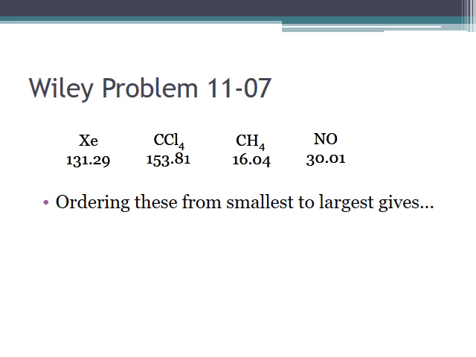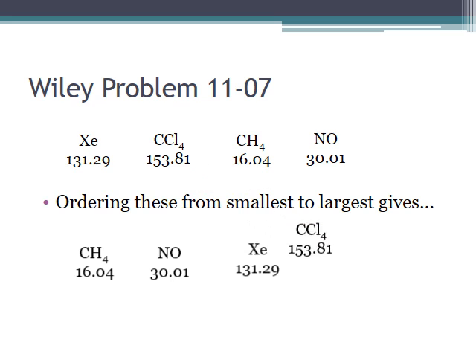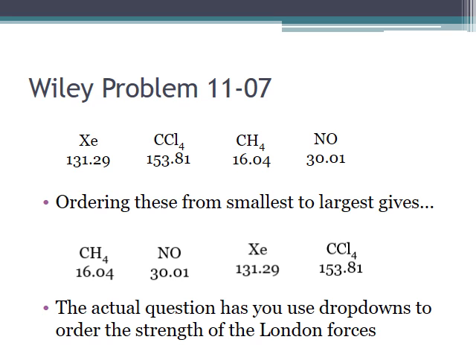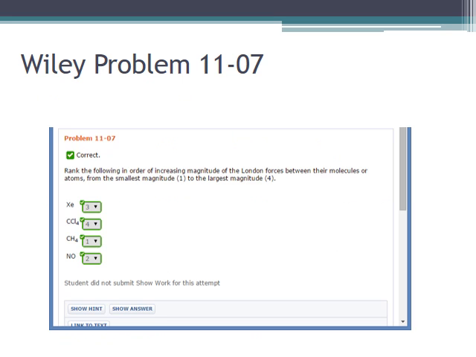So we order these from smallest to largest, smallest being the methane, followed by nitrogen monoxide, xenon, and finally the carbon tetrachloride. There is our smallest to largest ordering. The actual question has you use drop downs, so we look at that. We see that our methane is number 1, nitrogen monoxide, number 2, xenon 3, carbon tetrachloride, number 4. And that's correct.